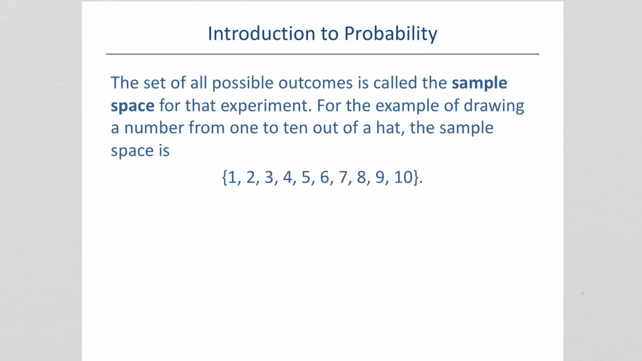The set of possible outcomes is called the sample space for that experiment. For the example of drawing a number from 1 to 10 out of a hat, the sample space is 1, 2, 3, 4, 5, 6, 7, 8, 9, 10.